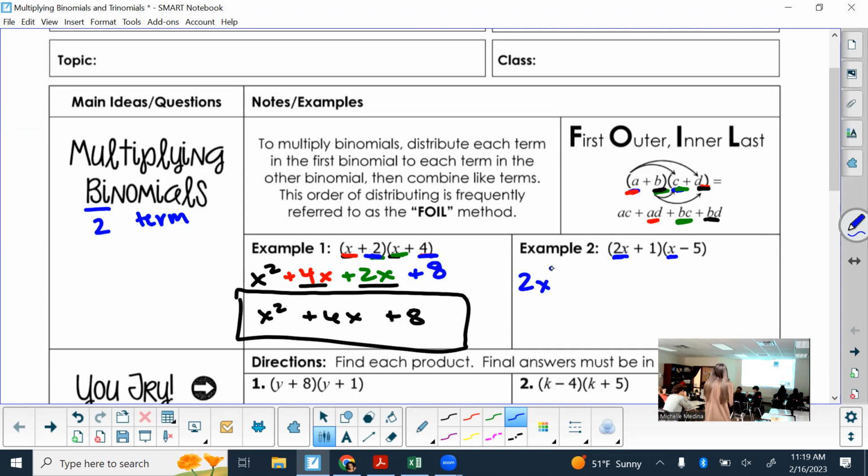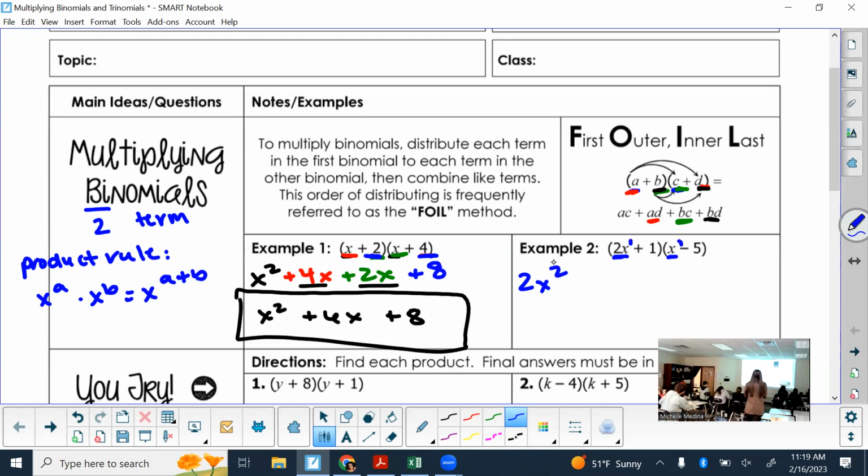Close. Squared. All right, the only way you would say 2x is if I multiplied by 1. Okay, but no, it's 2x times x. Don't forget your product rule. Rewrite it over here if you need to. When you have the same base, like x to the a times x to the b, what do you do with the exponents? You add them. So it's x to the first times x to the first. 1 plus 1 gives me x to the second. Okay, so that's the first.